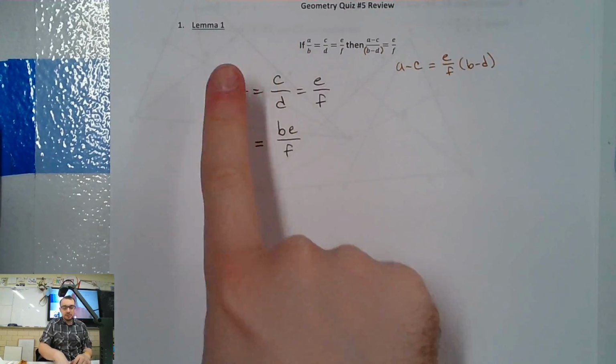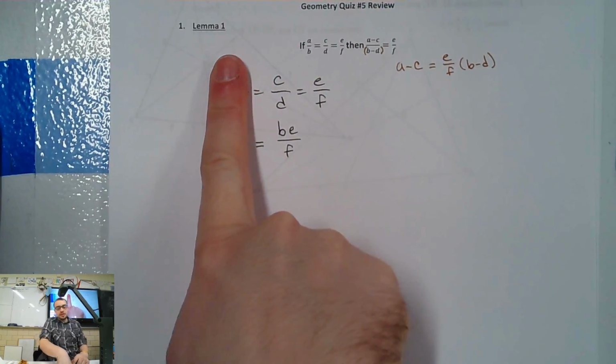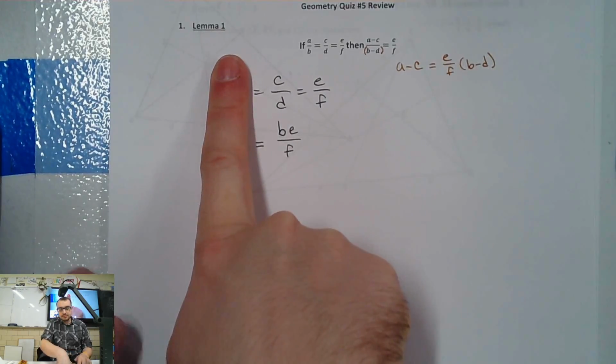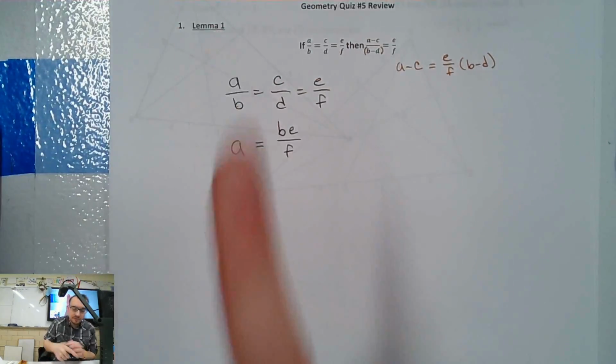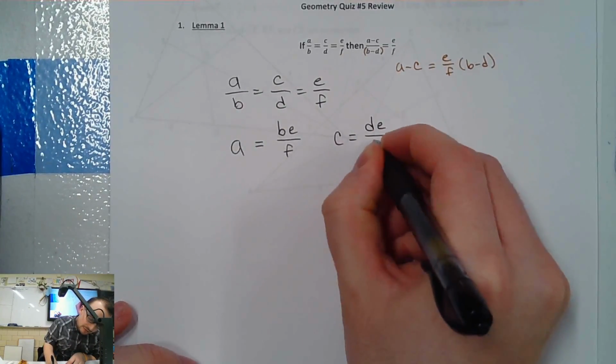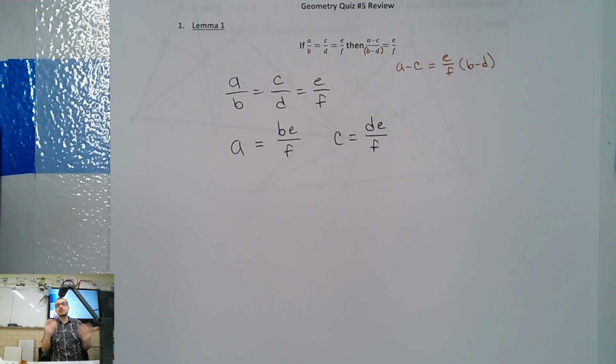So I found out what A equals. Now I'm going to find out what C equals. Again, I want it in terms of E and F. So what am I going to do to get C on its own? Multiply by D. So it's going to go in the top with E, right? So C equals DE over F. All right, so now I know what A and C equal.